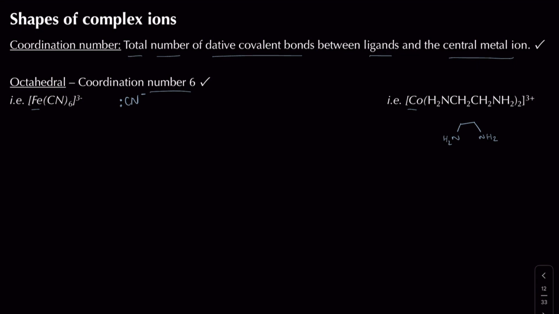Even though one of them is going to be, of course, monodentate, where I end up with 6 lots, the other one is going to be bidentate. I end up with 3 lots. But, of course, 3 times 2 lots of dative covalent bonds is 6 itself, so we end up with an octahedral shape. Now, how do I actually draw this out?